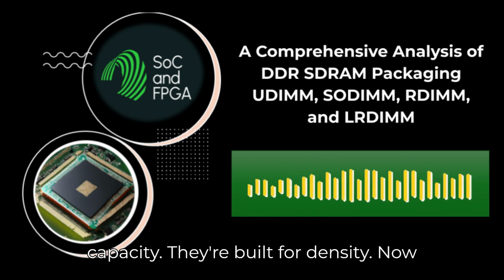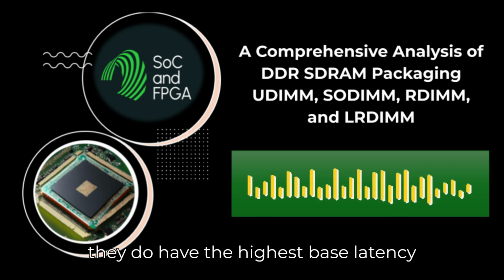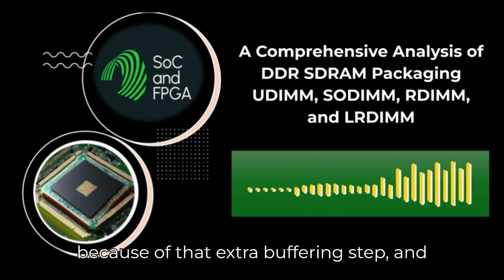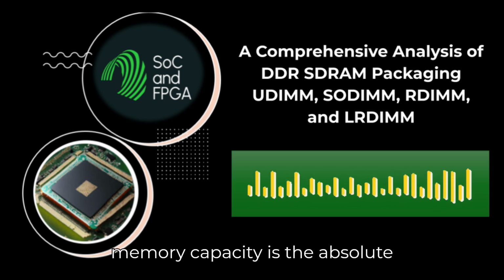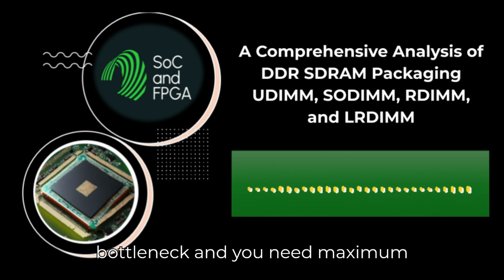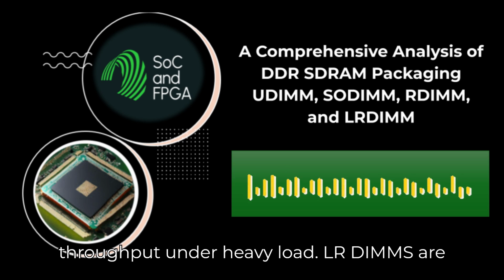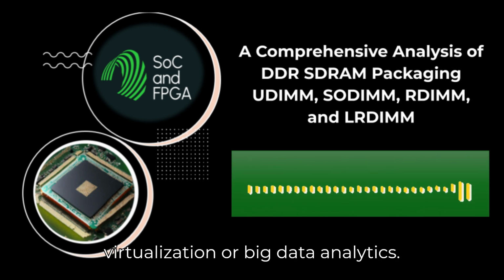They're built for density. Now, they do have the highest base latency because of that extra buffering step, and they are the most expensive option. But when you're running workloads where memory capacity is the absolute bottleneck and you need maximum throughput under heavy load, LRDIMMs are often the only choice. Think massive virtualization or big data analytics.